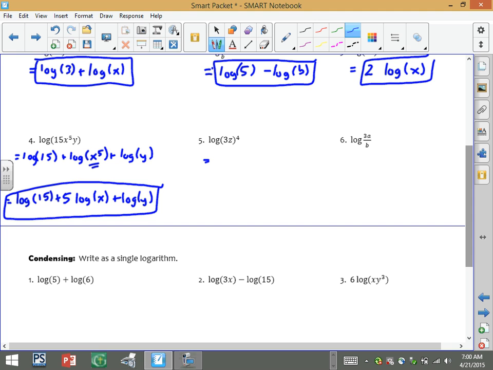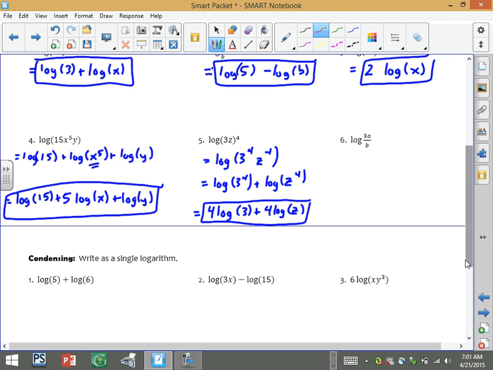All right. Now this one, let's go ahead and take that 4 to the inside of the parentheses, just so we make sure we don't forget about it. And now we've got 3 to the 4th times z to the 4th, so that'll turn into log 3 to the 4th plus log z to the 4th. And now I can use that property where I can bring that down in front. So log 3 plus 4 log of z. Right? And I didn't bring that 4 down initially because I'm afraid if I did, I'd forget to have that 4 sitting in front of the log z.